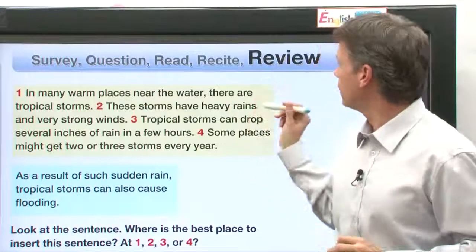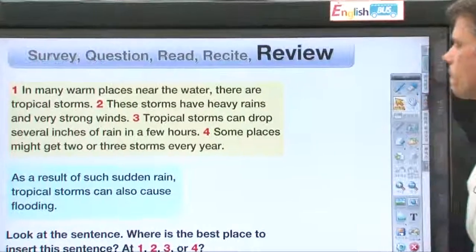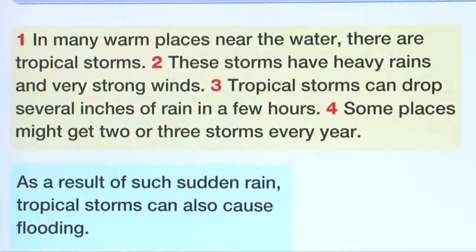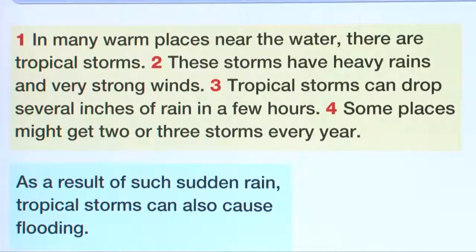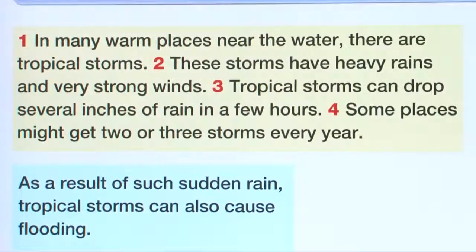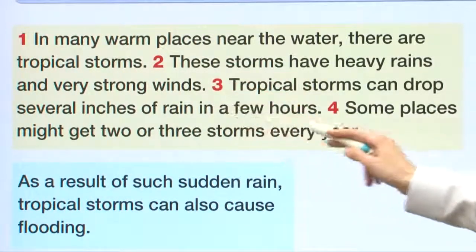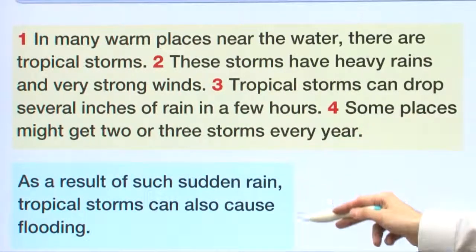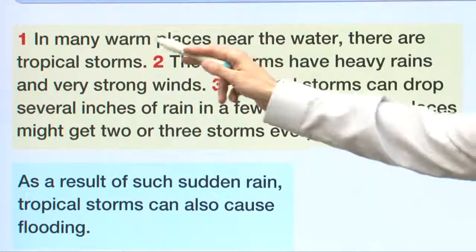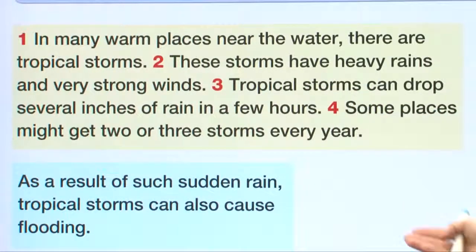Now the reviewing part. Here's the paragraph, and I have to read this one more time. In many warm places near the water, there are tropical storms. These storms have heavy rains and very strong winds. Tropical storms can drop several inches of rain in a few hours. Some places might get 2 or 3 storms every year. There. And I wrote numbers 1, 2, 3, and 4. And what I want you to do is decide whether this sentence that I made should go in 1, 2, 3, or 4. Where's the best place? So what is the sentence?